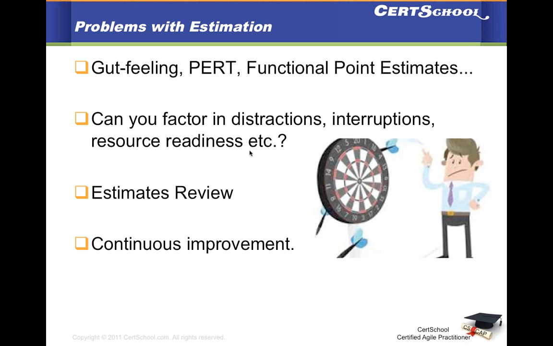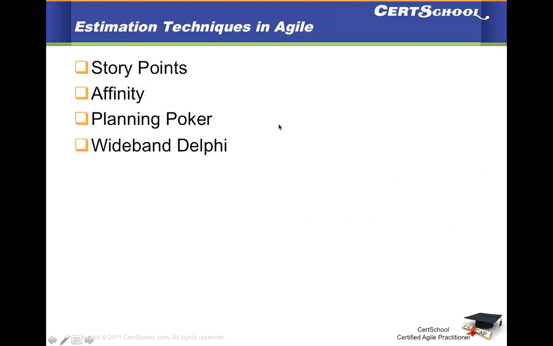So now we know what the problems with estimation traditionally are. Let's look at what Agile has to provide. There are a few other things in Agile, and if you looked at the content outline of PMI's ACP certification, there may be a few other things, but I'm going to stay focused on the list of items that I have listed here.